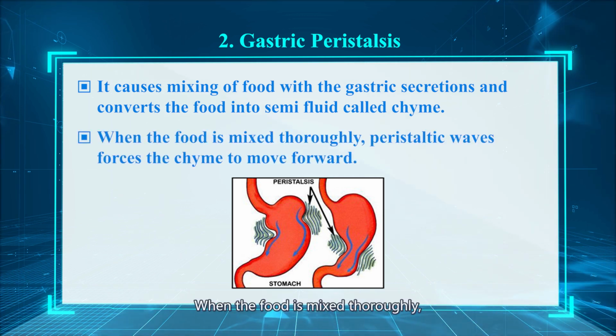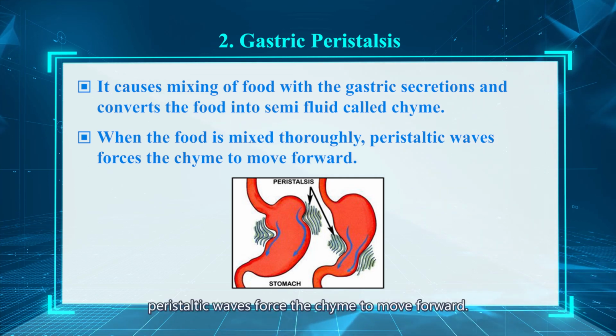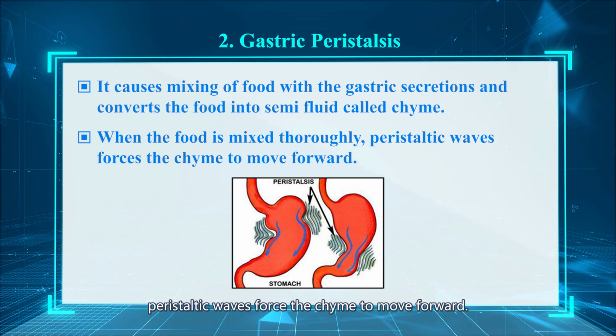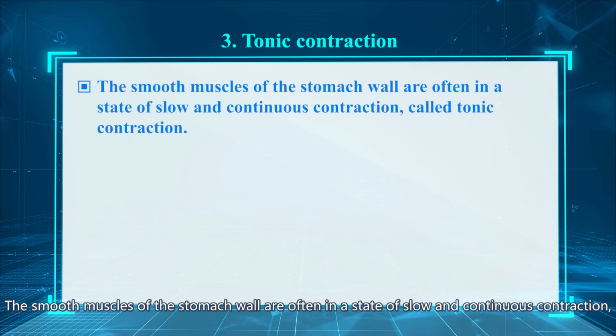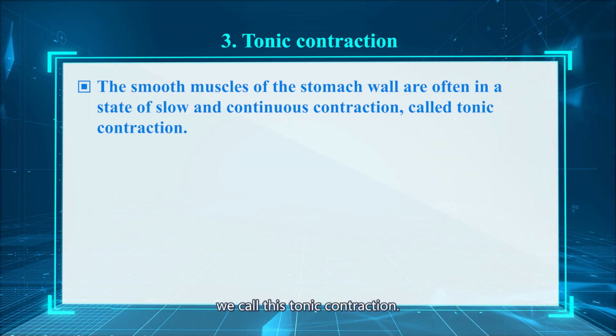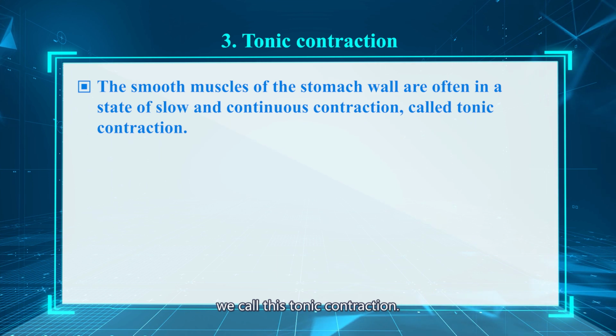When the food is mixed thoroughly, peristaltic waves force the chyme to move forward. The smooth muscles of the stomach wall are often in a state of slow and continuous contraction. We call this tonic contraction.